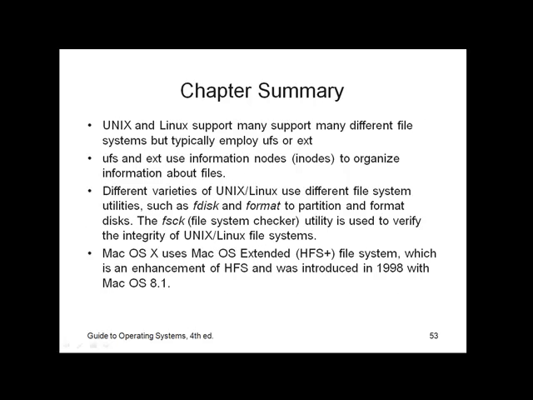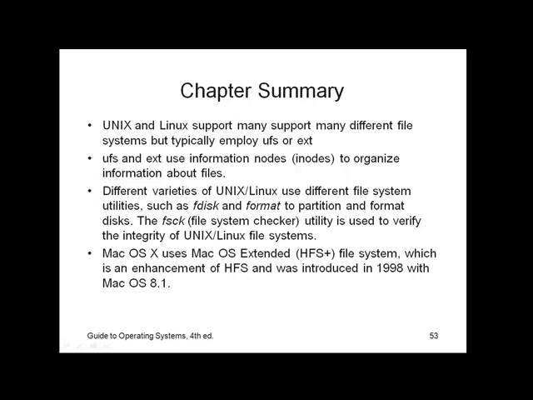Unix and Linux support, well, they may support many different file systems, but typically you're going to see UFS or EXT in these environments. UFS and EXT use information nodes or inodes to organize information about files. Different varieties of Unix and Linux use different file system utilities, such as fdisk and format, to partition and format disks. The fsck or file system checker utility is used to verify the integrity of Unix and Linux file systems, very similar to check disk in Windows.